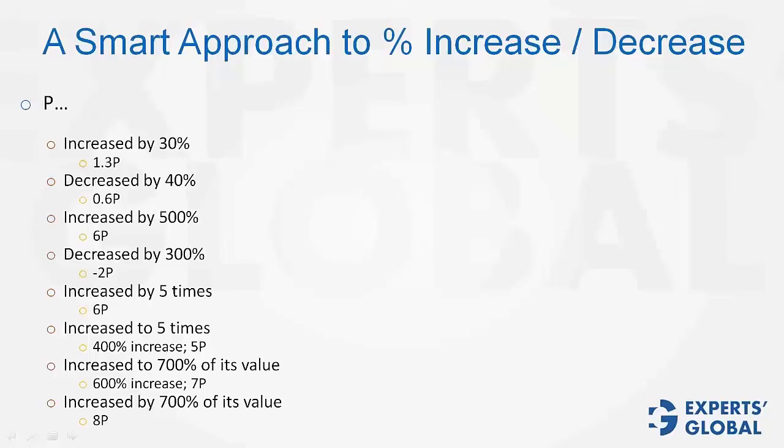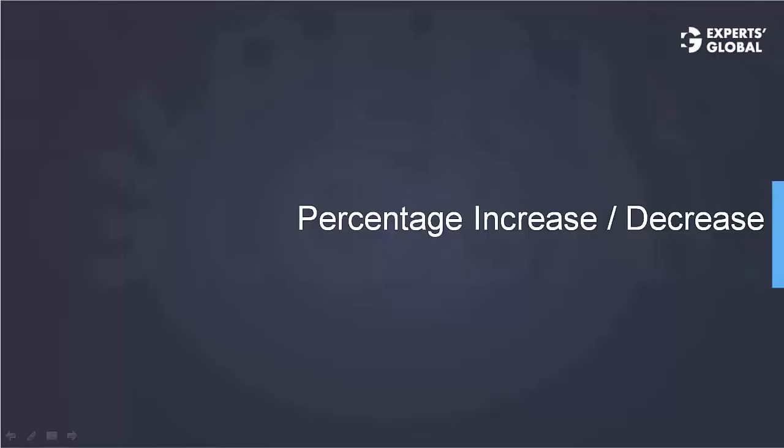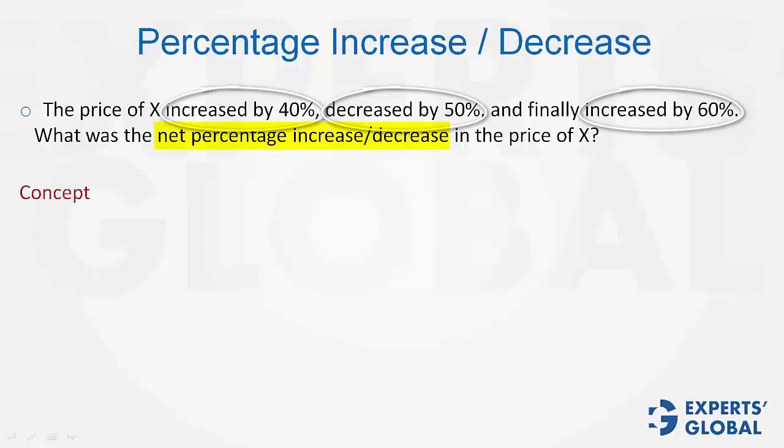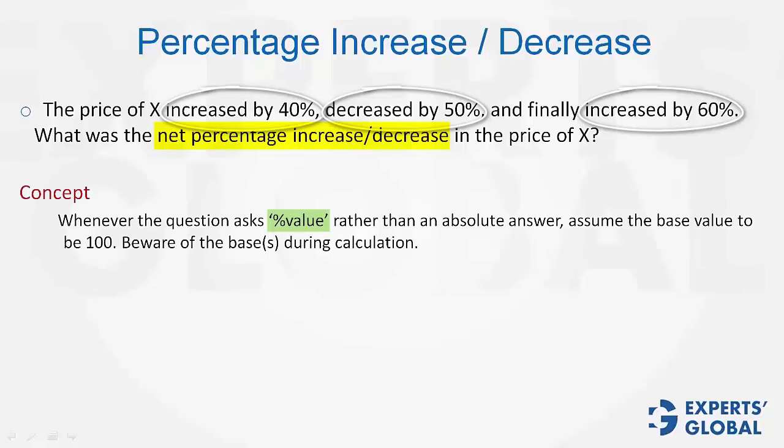700% is the increase. Let's practice some percentage increase or decrease problems. Look at this question here. Please pause the video, try solving it yourself. The price of X increased by 40%, decreased by 50%, and finally increased by 60%. What was the net percentage increase or decrease? The concept is that whenever the question asks percentage value, whether it's percentage increase, percentage decrease, or percentage value of something, rather than assuming a variable such as X, assume the base value to be 100. Be aware of the changing bases during calculations.